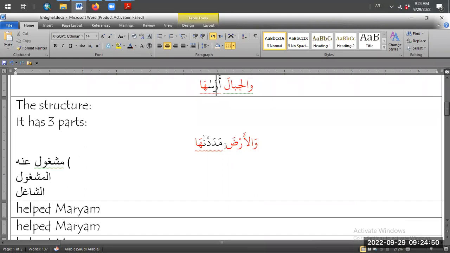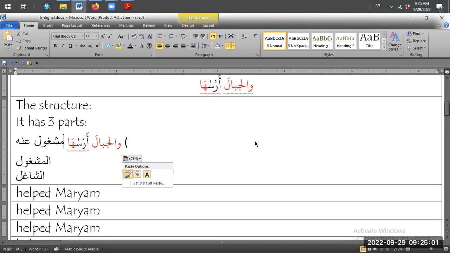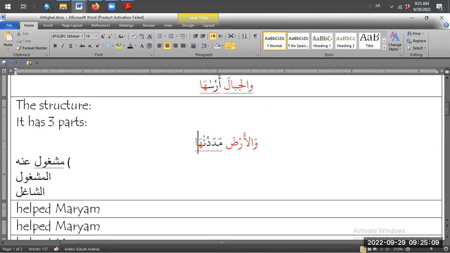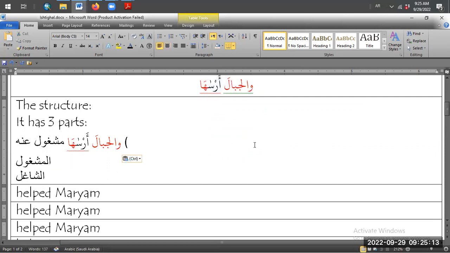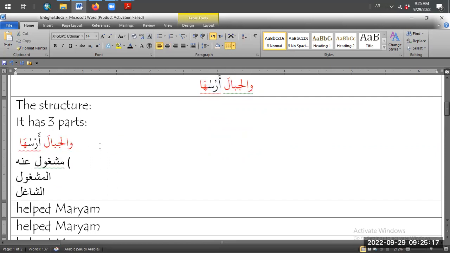The mashghul anhu is al arda. Okay, I want to use this example. Have you discussed this before as well? Yes. Last session we discussed al-ishtighal, like full possession. Oh. Okay. And that was heavy, so I decided to talk about this one more time. Wal jibala arsaha. So this should be al jibal, yeah.